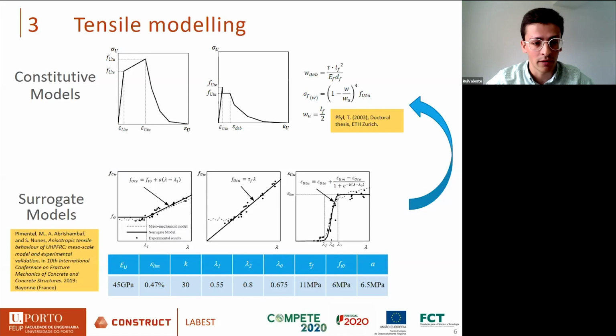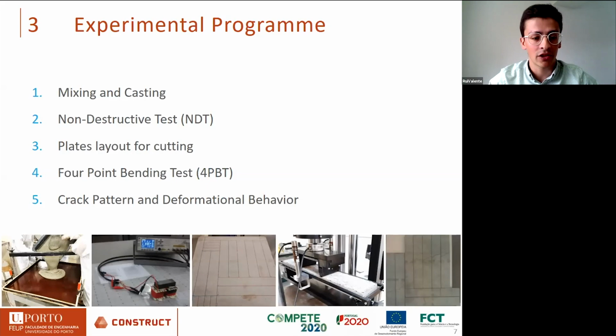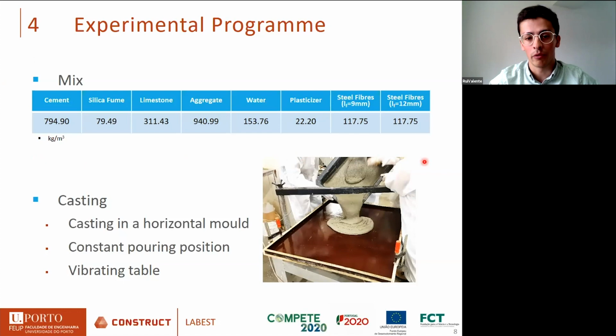The experimental program is divided in five main stages. The first, mixture and casting. The mixture is developed by our research group and we used steel fibers with 9 millimeters length and also 12 millimeters length with equal proportions. The casting was carried out in a horizontal mold from a constant pouring position and also with the aid of a vibrating table to help the flow of this very viscous material.